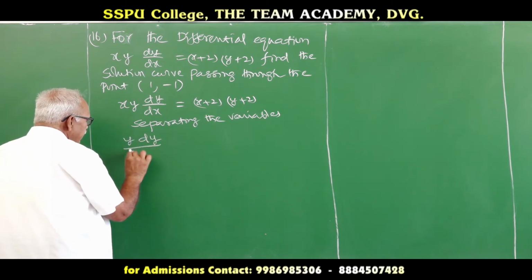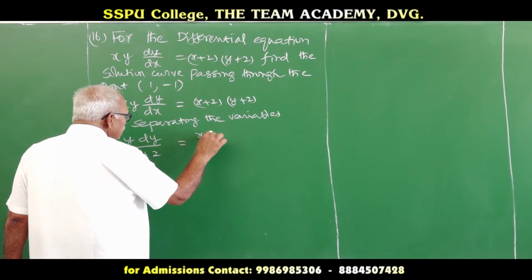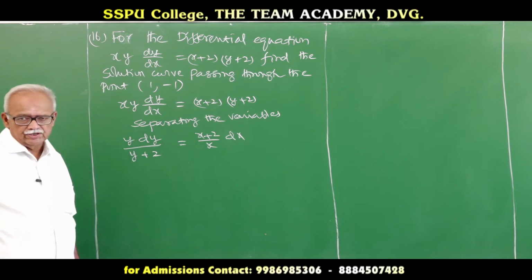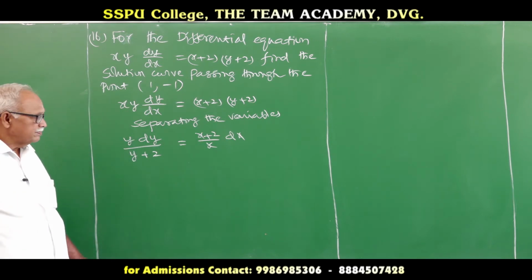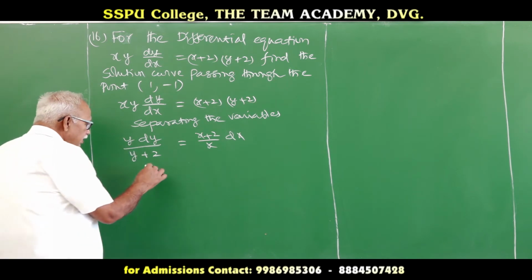y dy/(y + 2) = (x + 2)/x dx. Variable separation is over. Very simple. The x terms are on one side and the y terms are on the other side. Now we can integrate.